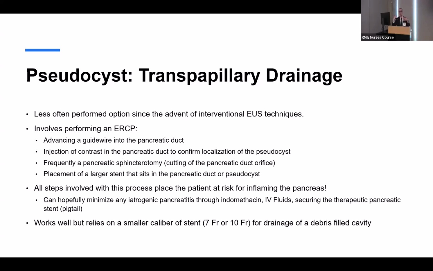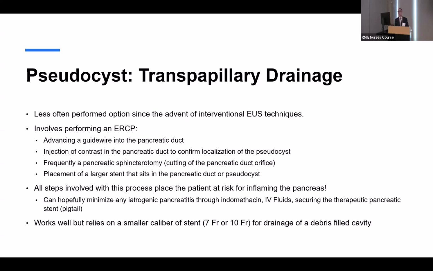You do that because you want to place a stent that's at least 7 French or 10 French, and you just need more room to make that. So that's why that cut is made. Also, it will collapse the pressure within the pancreatic duct to help with collapsing the stent. Okay.